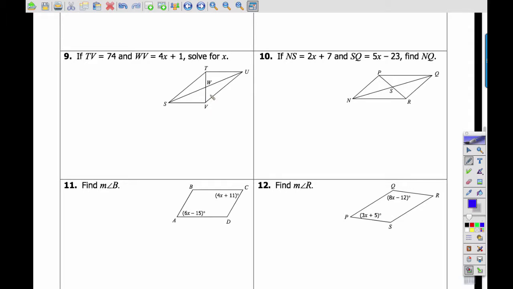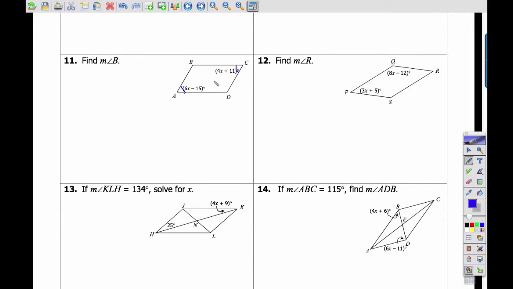Now under number 9, TV, this whole diagonal, is 74. WV, where is W? Oh, I'm sorry. WV is this here. I wasn't very smart to write it right on top of the W. So this whole thing is 74, the diagonal. WV here is 4x plus 1. Solve for x. We know W is a midpoint, so 2 times 4x plus 1 has to equal the total length of 74, which is TV. And the answer is x equals 9. Okay? Try to do number 10 on your own. The answer for that would be 10.